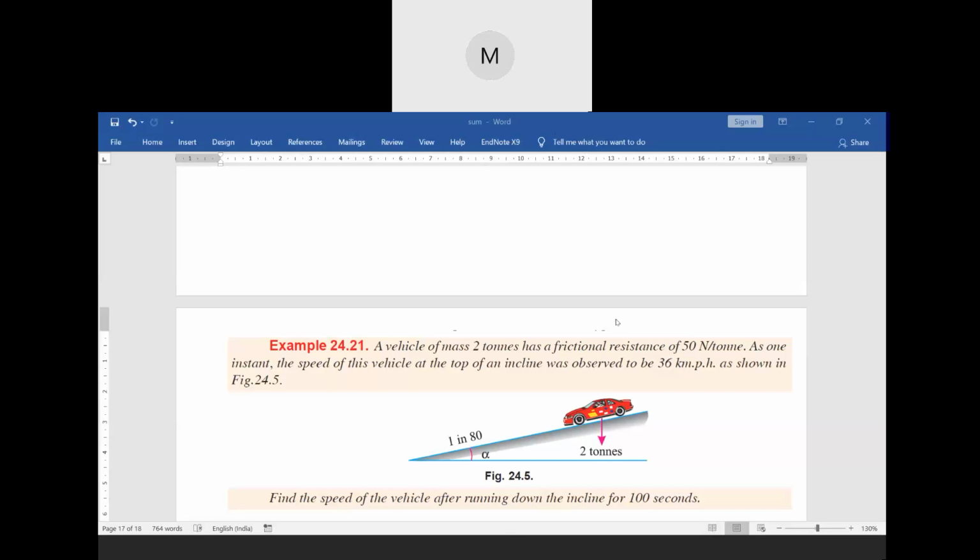You have 2 more minutes. Has anyone done the first part, the net force? Did you find it out? If you did, write the answer in the chat box.